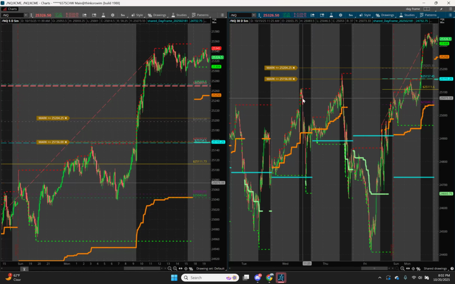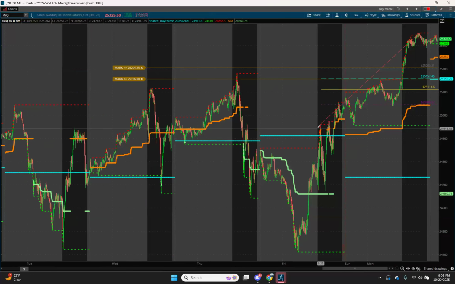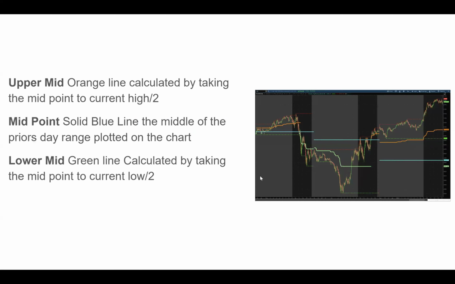But the day frame indicator is just these lines. That's all it is. There's three lines: a blue line, a green line, and an orange line. So I'll go back to my slideshow before I get too ahead of myself. I'll explain what they are. We have the upper mid, which is going to be the orange line, and it's calculated by taking the midpoint to the current high.